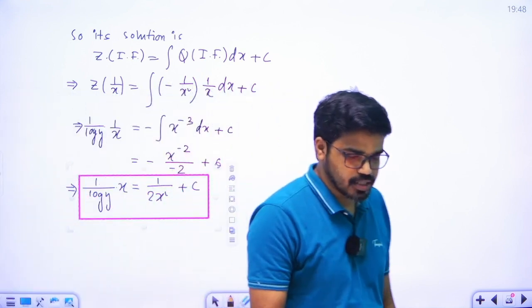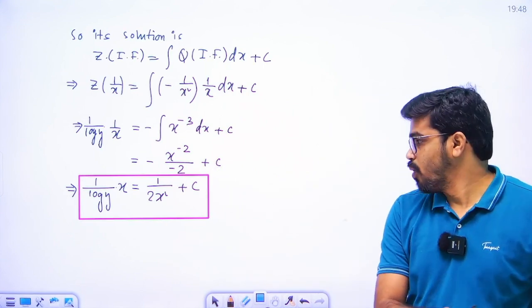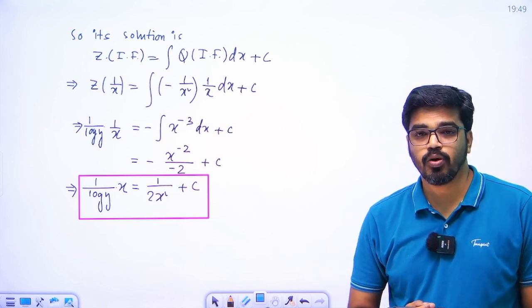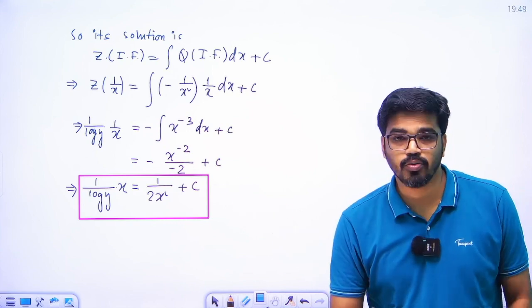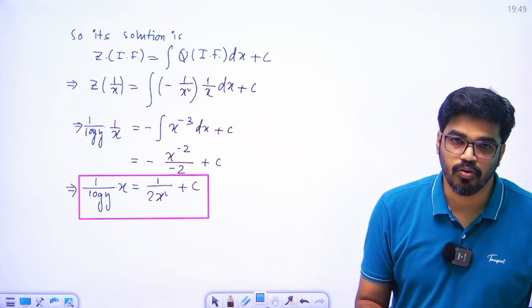So what is the required solution? The required solution is 1 by log y into x equals 1 by 2x square plus c. So this is the required solution of the given differential equation, okay?